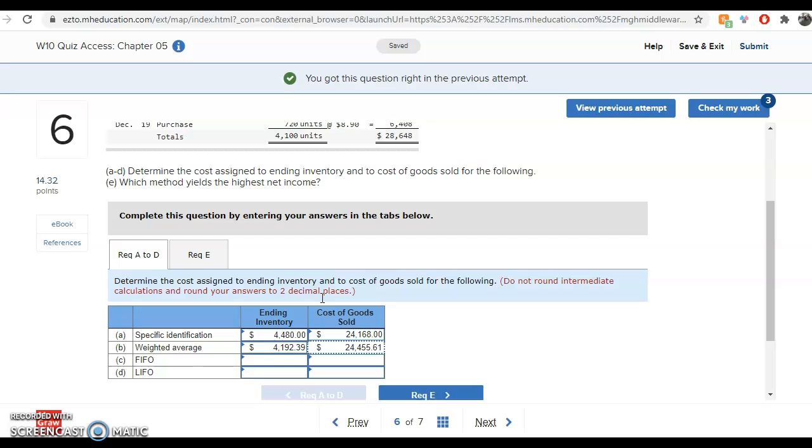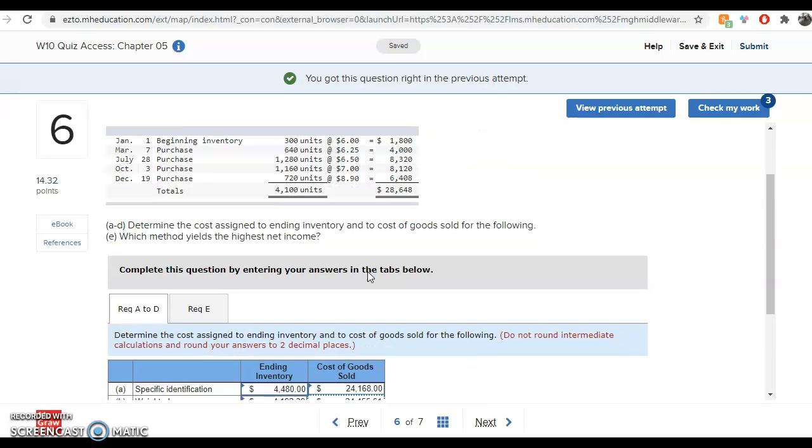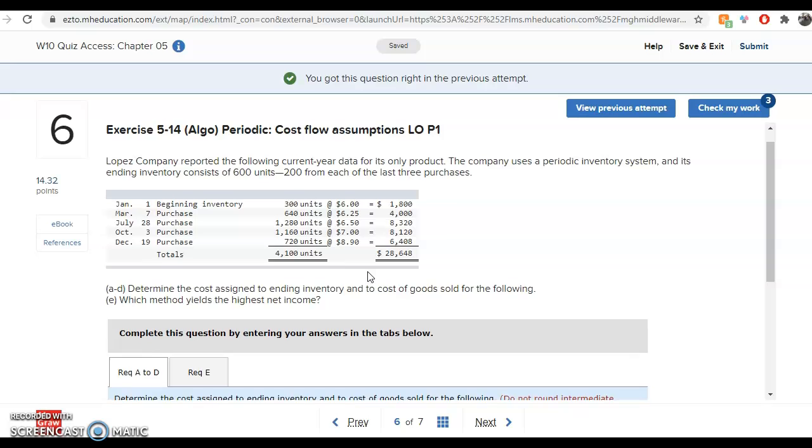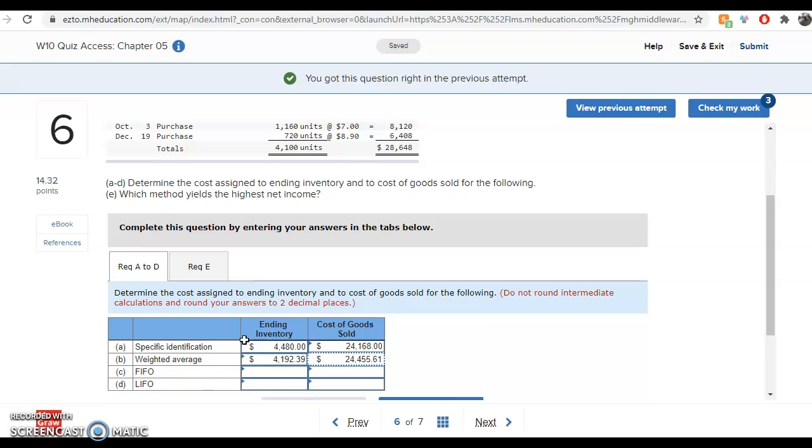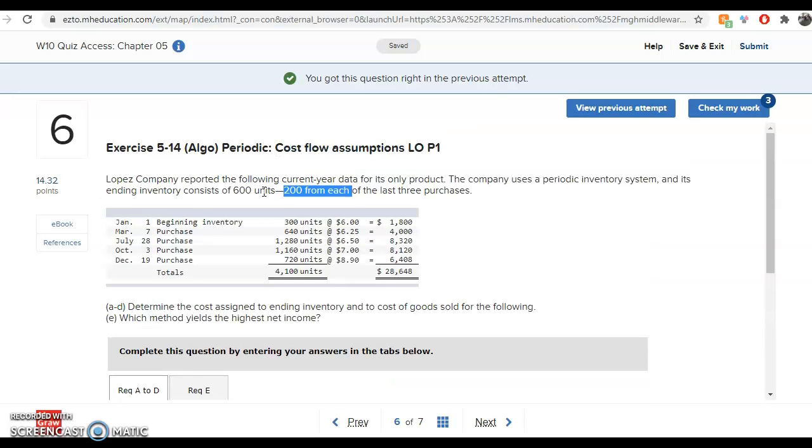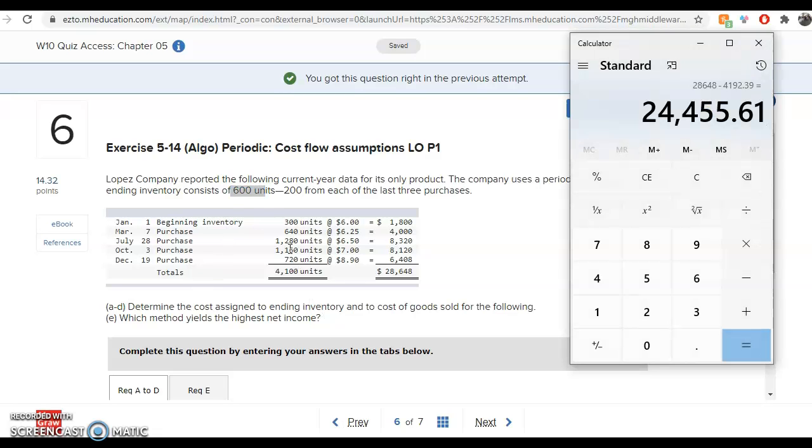So, what worked for me is I ignored this 200 from each of the last 3 purchases and just focused on the 600 units. Because this is more if we're going for specific identification. That's what we need that information for. We're focusing on 600. So we have 600 units left.